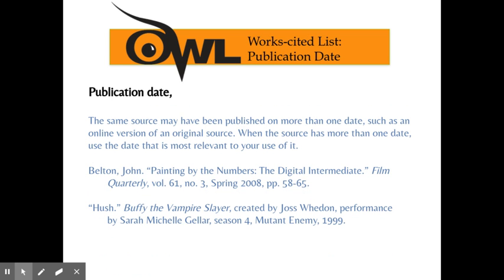And then you have the publication date, so you need to list when it was published. So Painting by the Numbers by John Belton was published spring 2008. This Hush episode of Buffy the Vampire Slayer was produced in 1999. So if you have a date, you need to use it and go with the one that is most relevant, either to your research or the most recent.